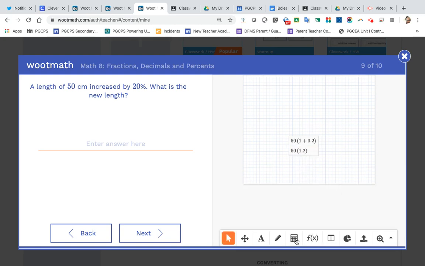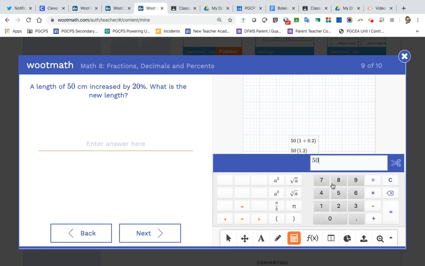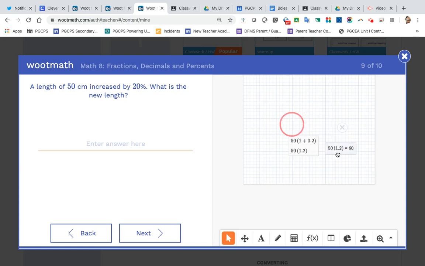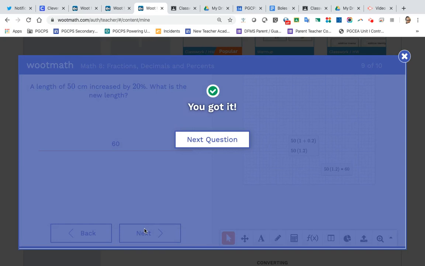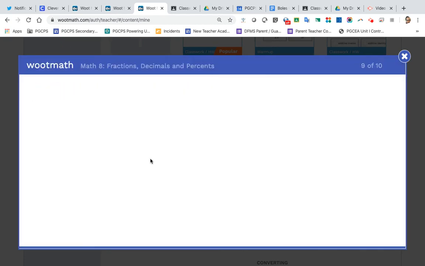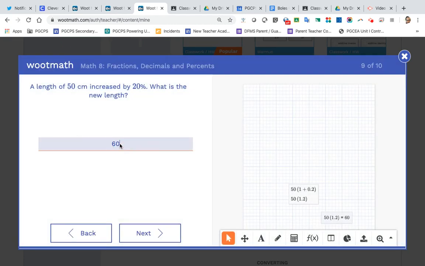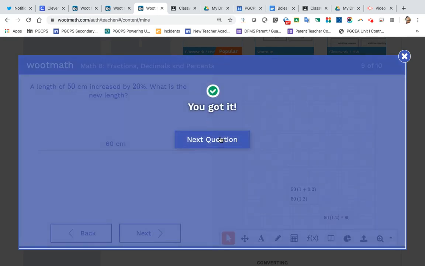Let's go to the calculator. 50 times 1.2, and let's see what we get. I got 60. And you see how you show the work for every problem? So I'm going to put 60, and let's see what happens. Wow, this is a very nice WootMath, because I will warn you, when it comes to WootMath, sometimes if you don't put the units, it will say that you're wrong, okay? Always put the units to be safe.